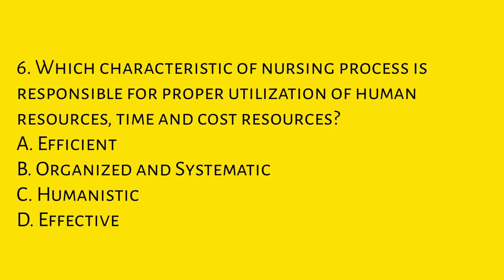6. Which characteristic of nursing process is responsible for proper utilization of human resources, time and cost resources? A. Efficient. B. Organized and systematic. C. Humanistic. D. Effective. Correct answer. A. Efficient.